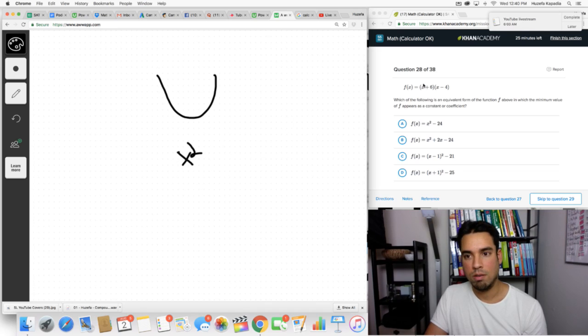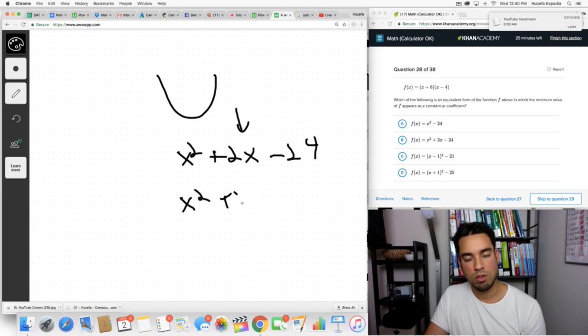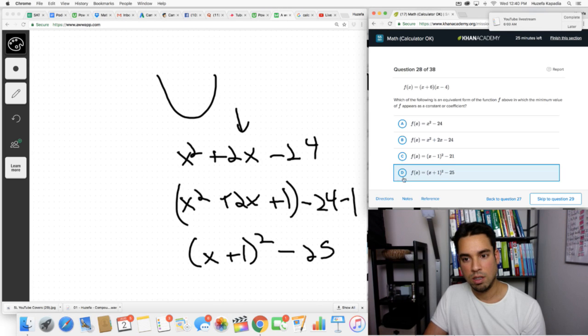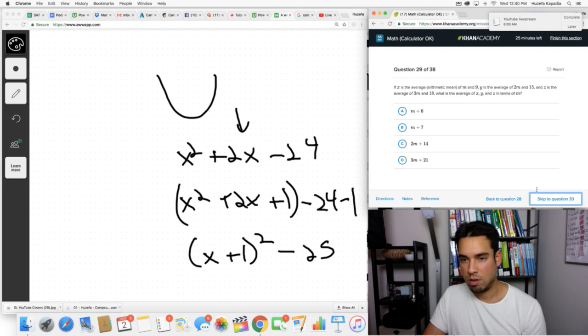I got x squared minus 4x plus 6x, which is plus 2x minus 24. And then I'm going to do vertex normal form, where I'm going to complete the square. So half of this plus squared, which is 1. So x squared plus 2x plus 1. Okay, I'm going to kind of cut this off. Minus 24. And then we got a minus 1 to balance everything out here. And then this factors to x plus 1 squared minus 25, which is D. Oops. All right, moving on.